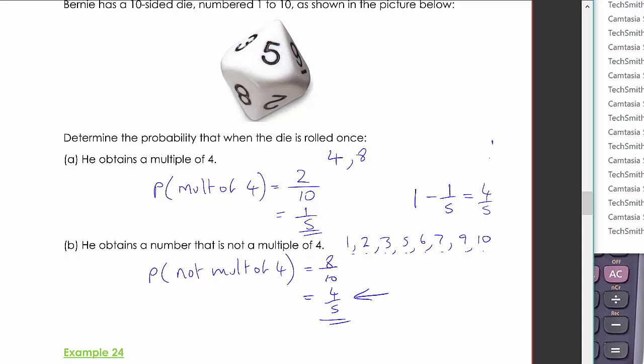So we've got the same answer here as when we considered the complementary events, and that lends credence to what we've been saying.